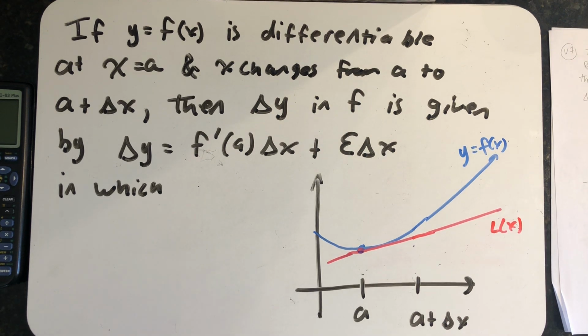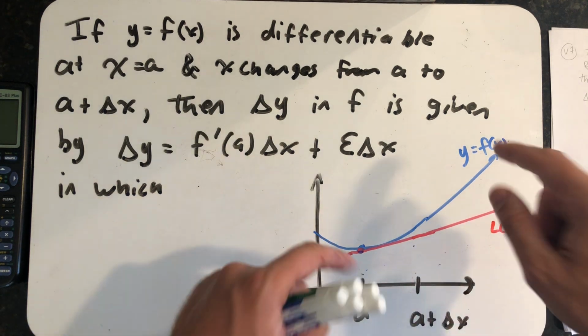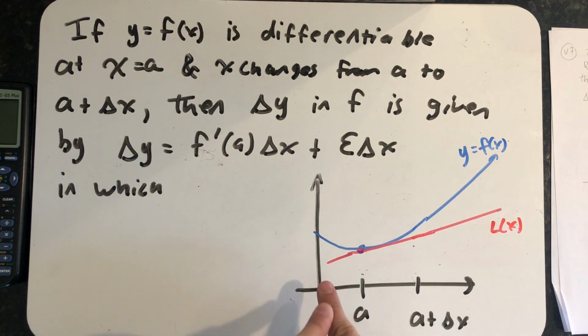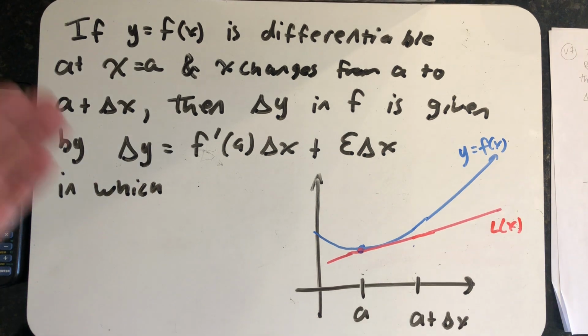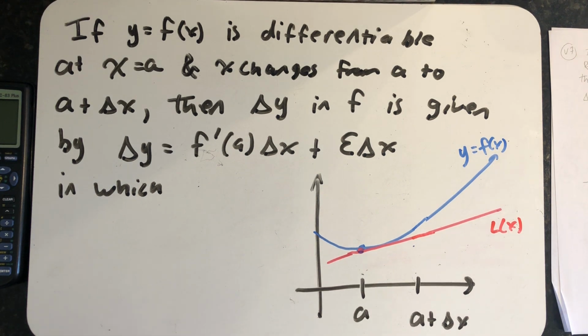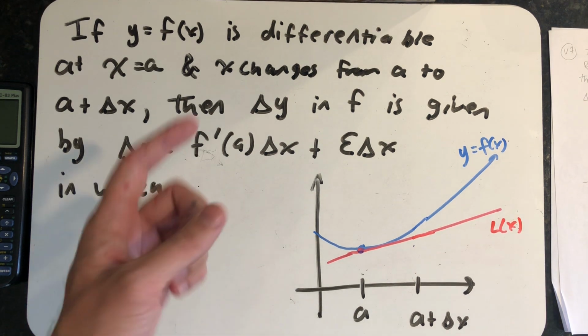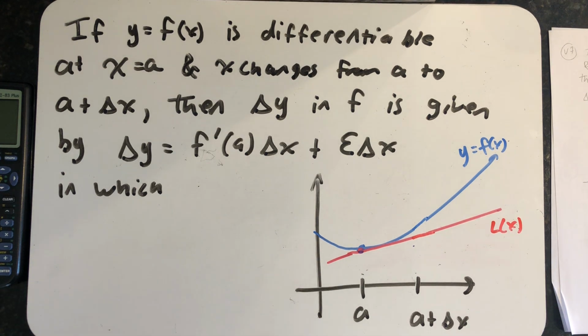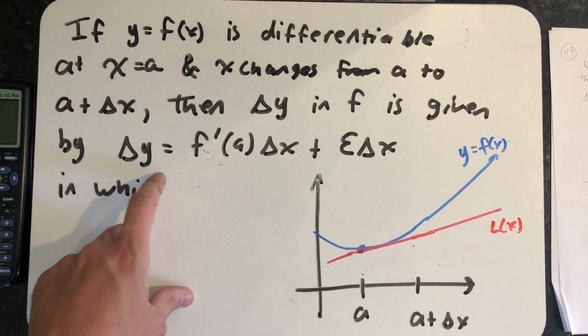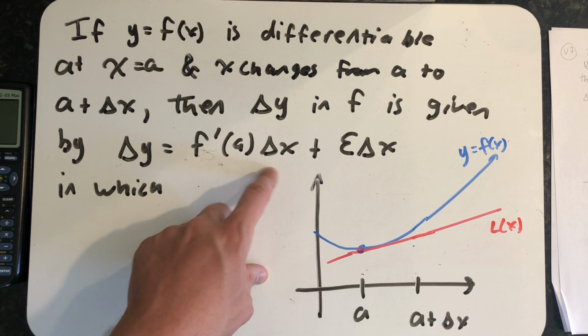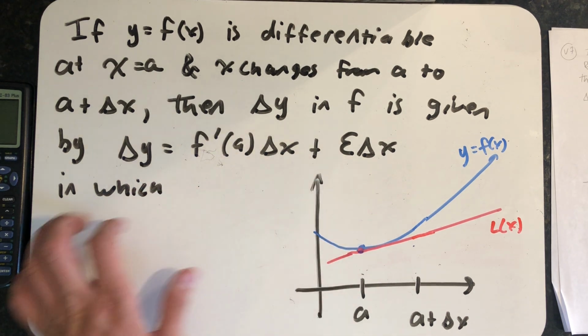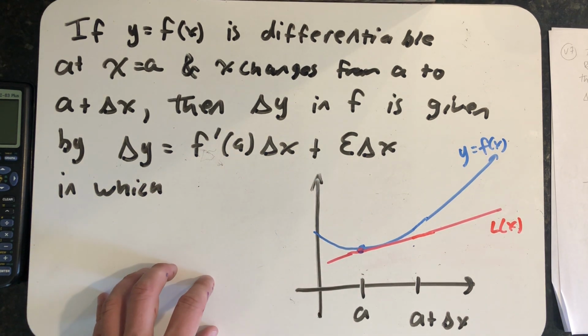One more thought on linearization and differentials. In blue, I have a function graph y equals f of x, and in red, I have its linearization at the point a. If y equals f of x is differentiable at x equals a, and x changes from a to a plus delta x, then delta y in f is given by delta y equals f prime of a delta x plus epsilon delta x, and then I have a few more things to fill in.